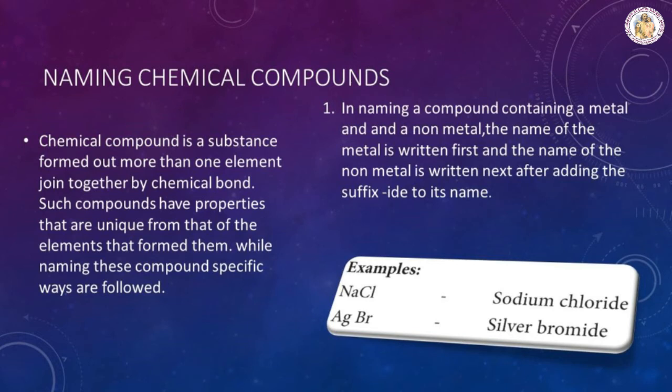See for example, sodium chloride, NaCl. Here sodium is the metal and chlorine is the non-metal. So first we have written the metal name sodium and following that the non-metal chlorine with the suffix IDE. Next, AgBr, silver bromide. Here silver is the metal and bromine is the non-metal. So we have written that silver bromide.